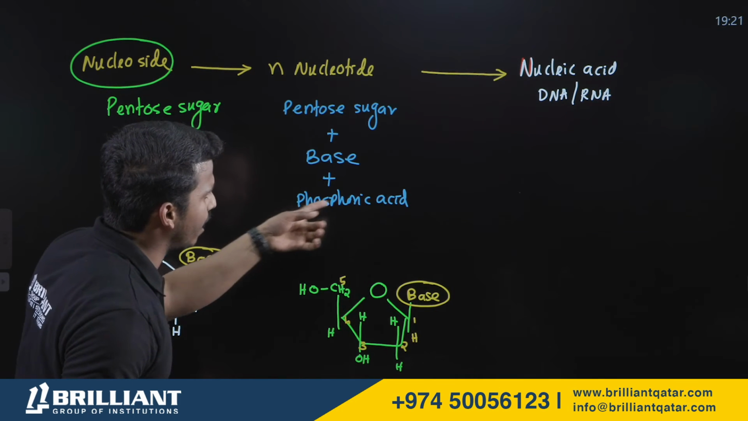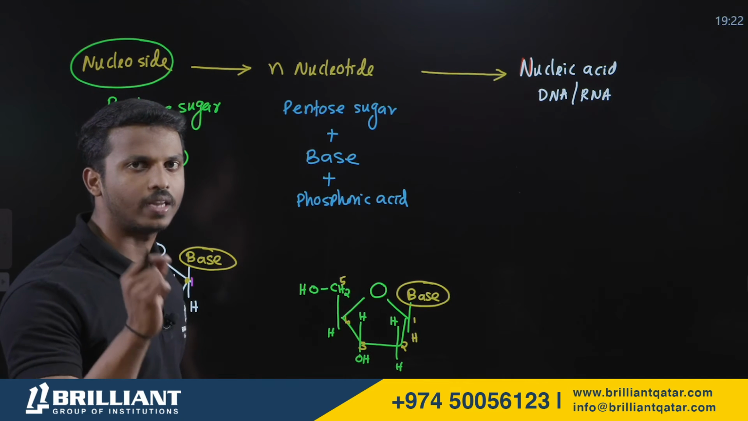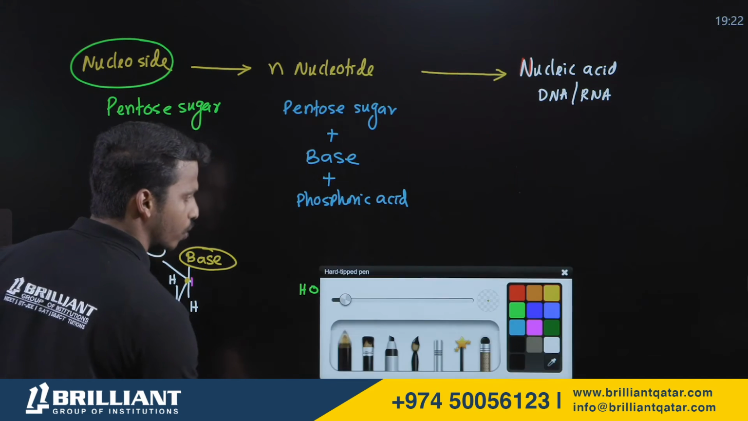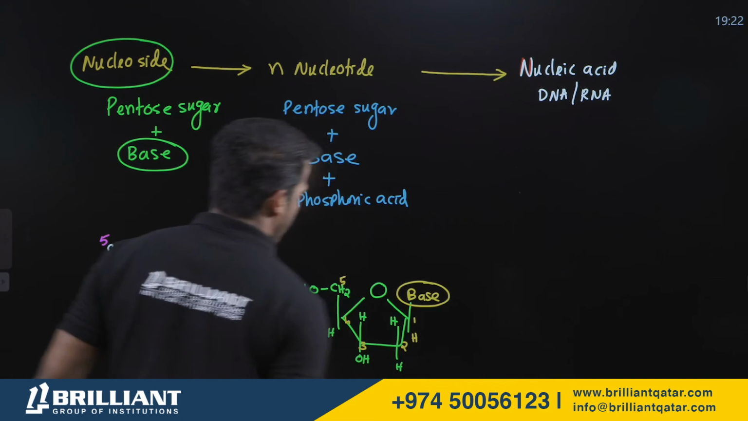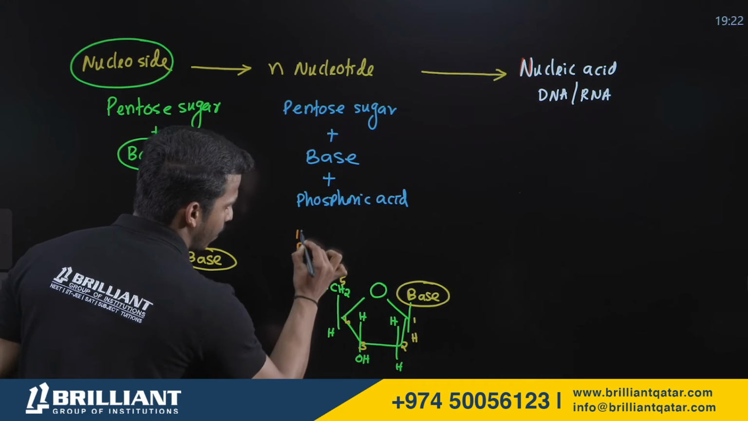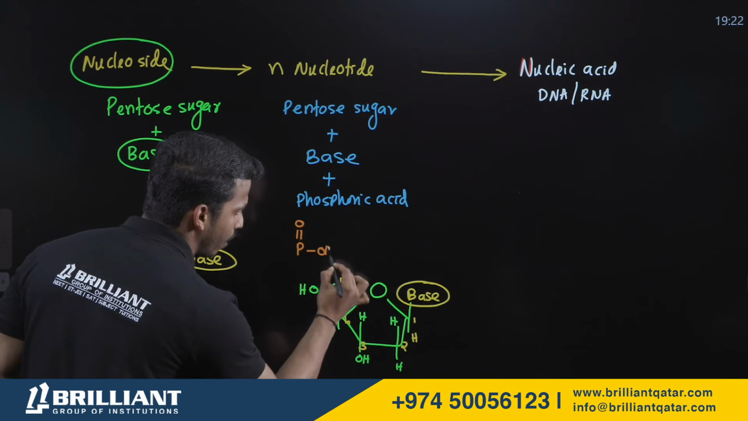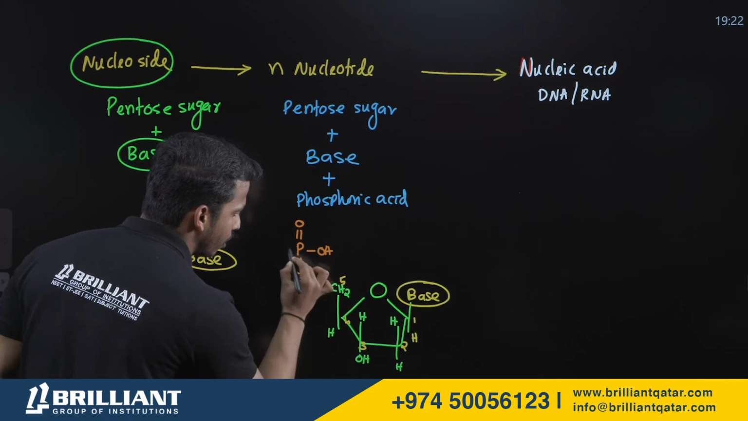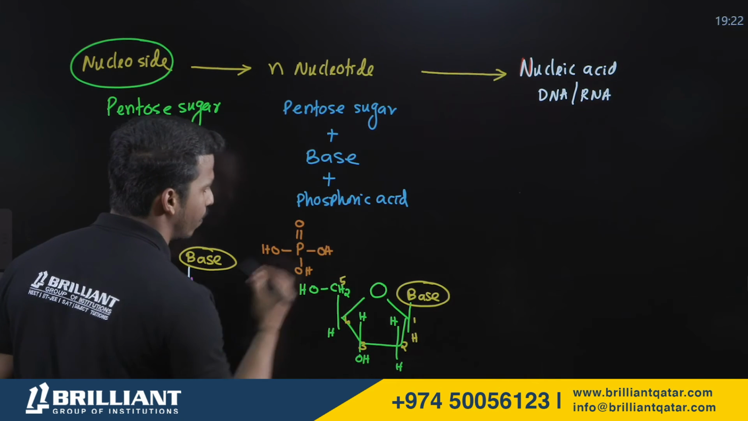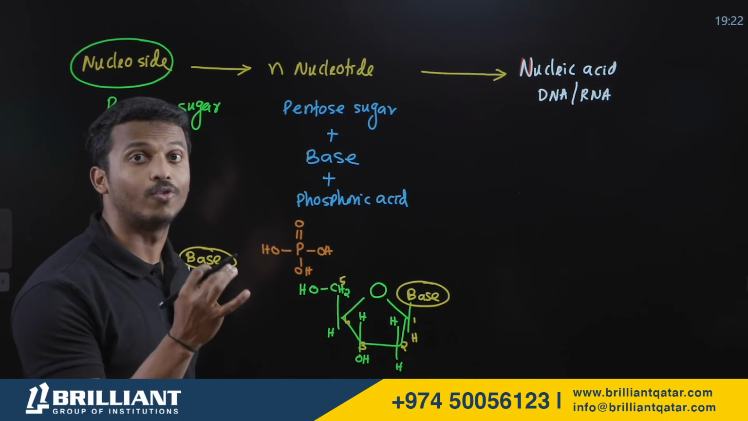Now let us invite our phosphoric acid. What is the formula of phosphoric acid? H3PO4. The structure also we discussed. Hope you remember. What is the structure, everyone? We can draw like this: P double bond O, right? P double bond O, and we have OH, OH, OH. This is called H3PO4, phosphoric acid.